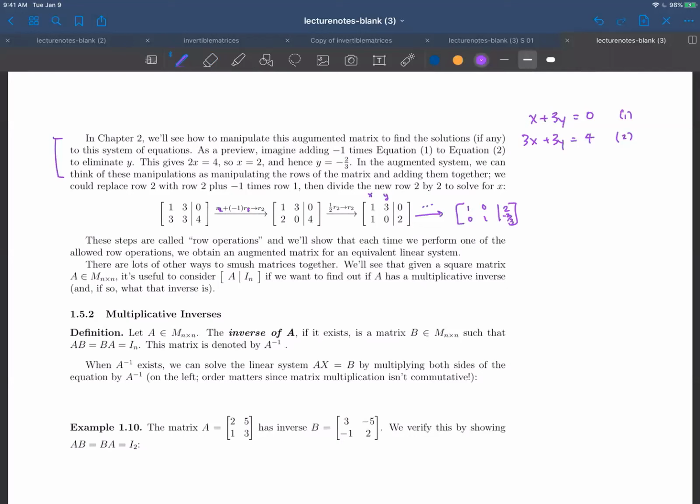Okay, so at our next class we will talk about multiplicative inverses. The idea of a multiplicative inverse is pretty straightforward. It's a thing that you can multiply a matrix by to get the identity matrix. And we'll go through some examples of those.